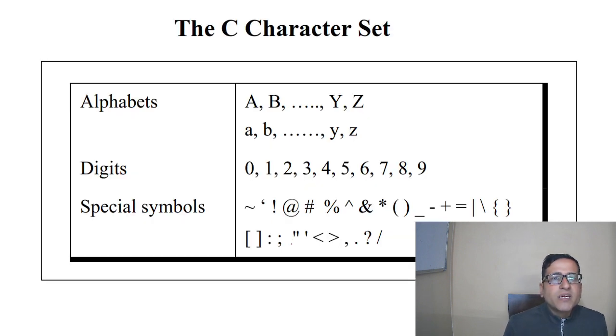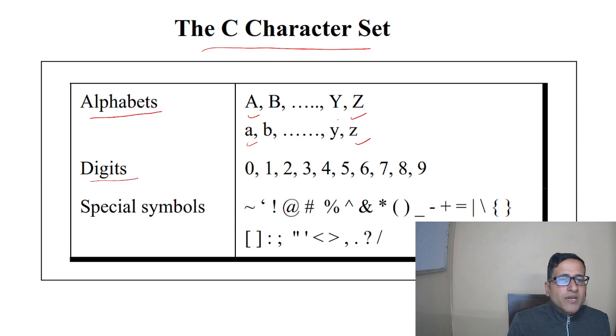Next we see the character set in C. We have the alphabets, like in English we have the 26 alphabets A to Z in uppercase, and likewise in lowercase. In the case of the digits we can use the digits 0 to 9.